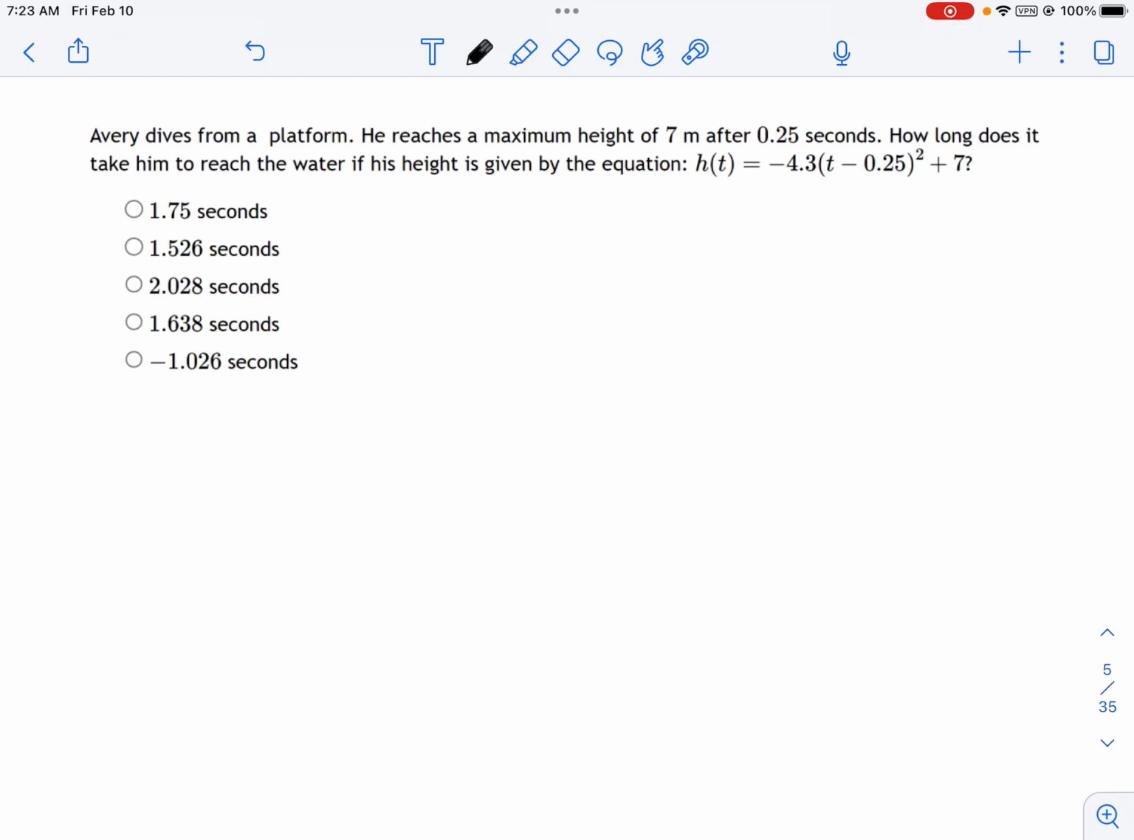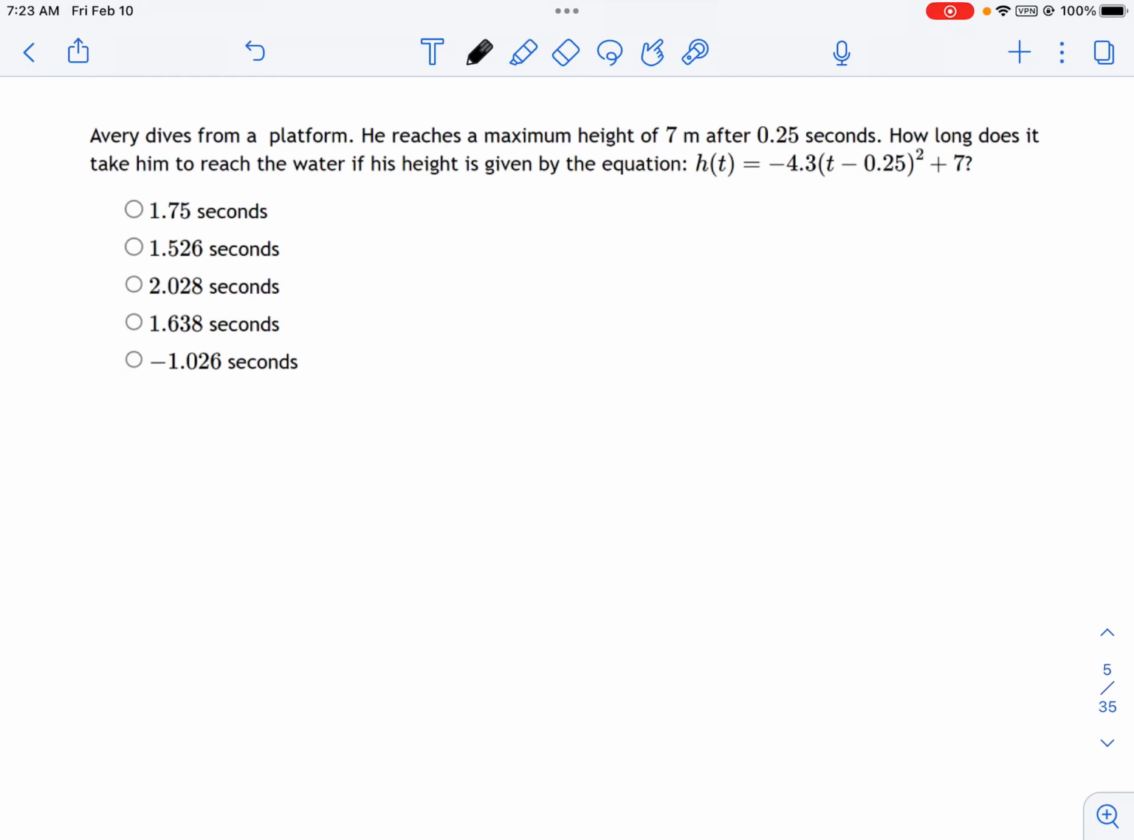So, let's get right into it. It says Avery dives from a platform. He reaches a maximum height of 7 meters after 0.25 seconds, so quarter of a second. How long does it take him to reach the water if the height is given by the equation h of t equals negative 4.3 (t minus 0.25) squared plus 7?